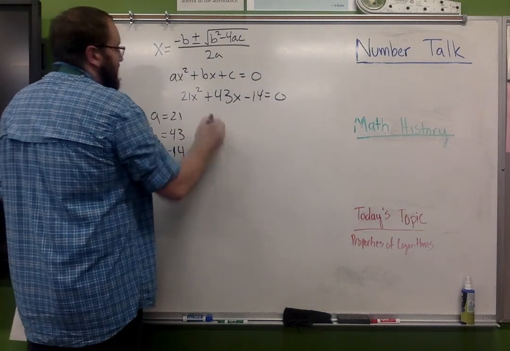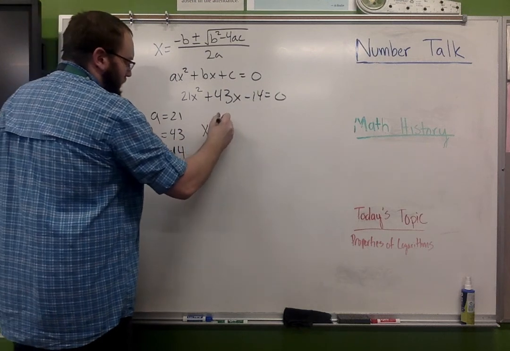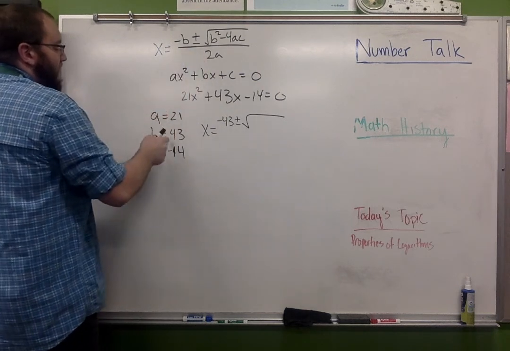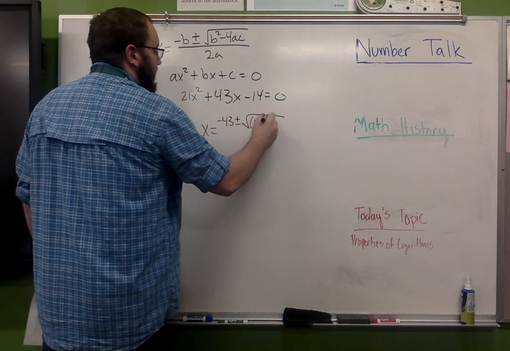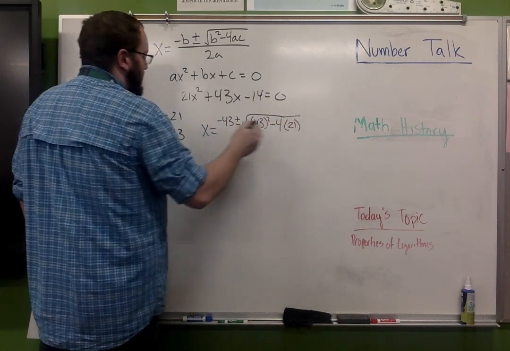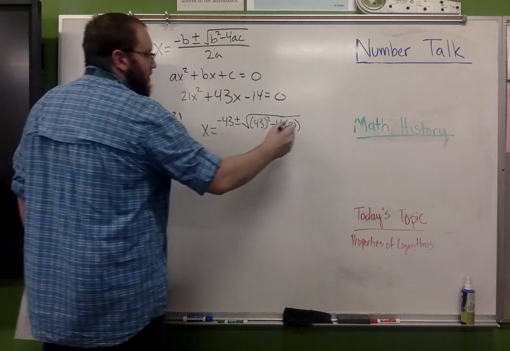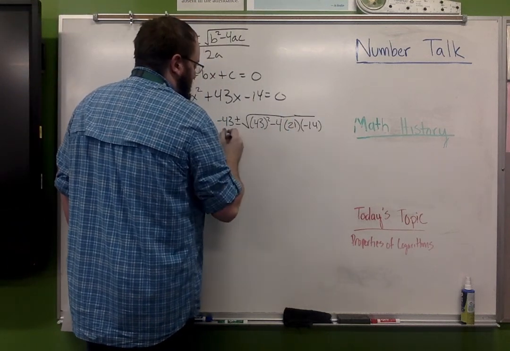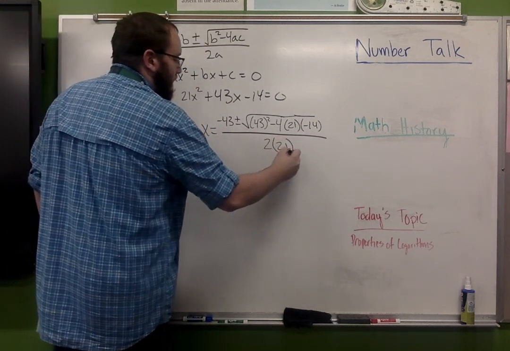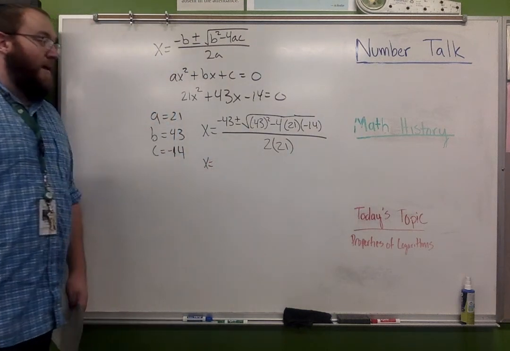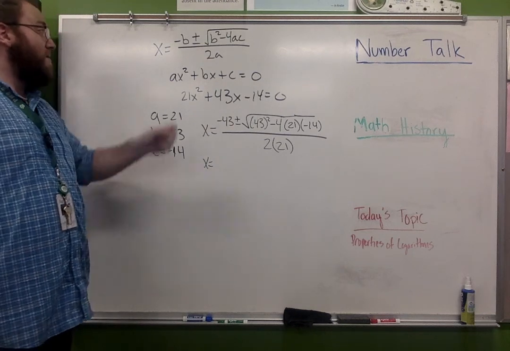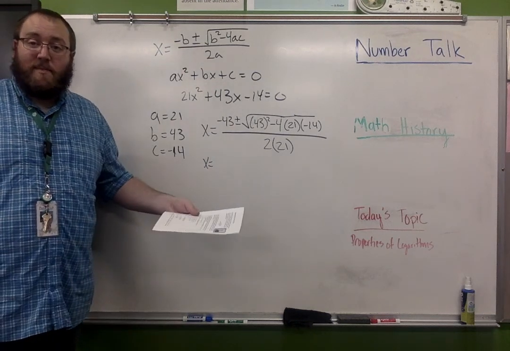Now I just plug in all these numbers for these letters up here. So I get x equals negative b, so negative 43, plus or minus the square root of b squared, so 43 squared, minus 4 times a, which is 21, times c, which is negative 14, all over, or divided by, 2 times a, which is 21. Okay? And now it's just simplifying, which you all know how to do. The hardest part is remembering the formula. After that, it's just simplifying.